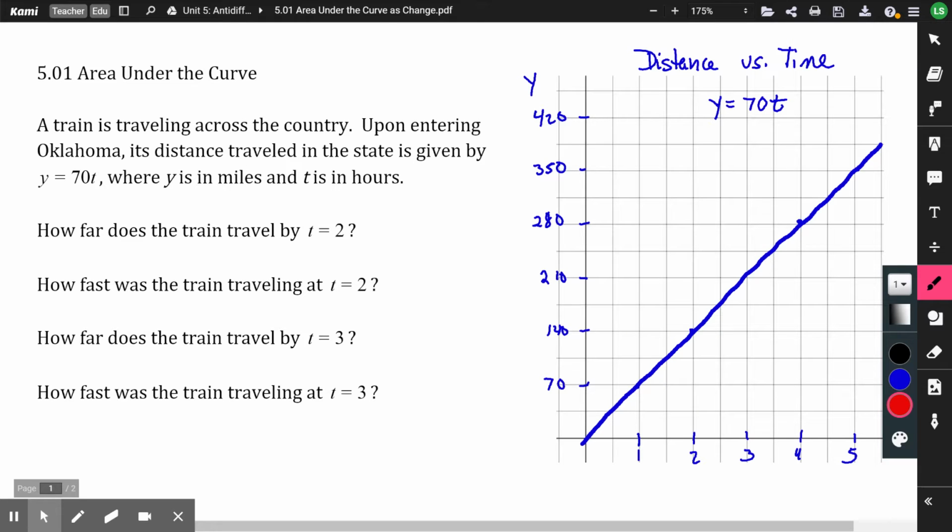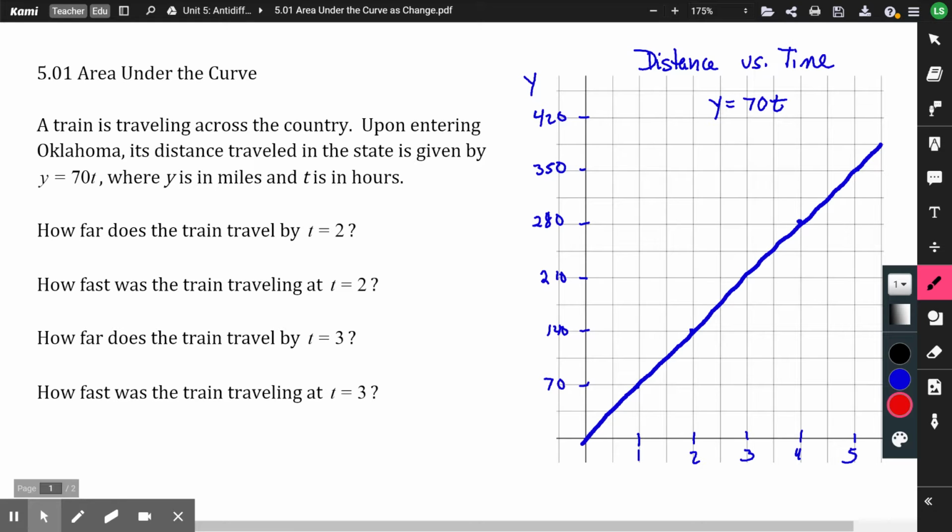We're first going to compare two different scenarios about this train. A train is traveling across the country, and upon entering Oklahoma, its distance traveled within the state is given by y equals 70t, where y is in miles and t is in hours. So we have the picture of our distance versus time graph based on that equation y equals 70t. So when we're answering these questions, we can be taking a look at different aspects of the graph.